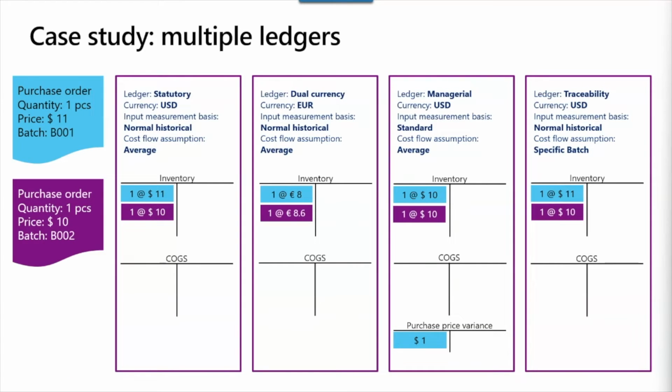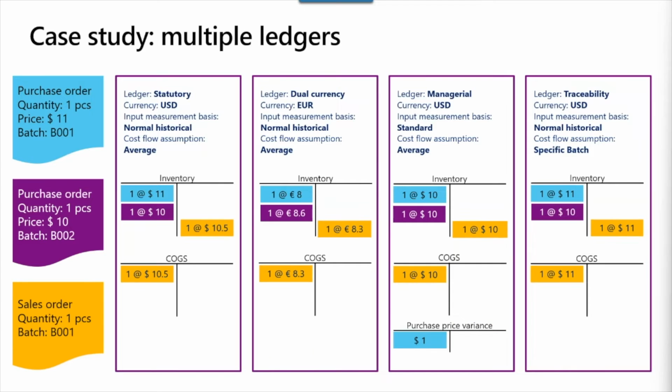Our second transaction is another purchase order for a quantity of 1, this time with batch B002, and a price of $10 for this unit. In the statutory ledger, we add the inventory in at 10 US dollars. In our dual currency ledger, we get our inventory in at 8.6 euros, which is changed reflecting the new exchange rate. In our managerial ledger, we get our inventory in at 10 US dollars with no variance this time because the cost matches our standard cost. And in our traceability ledger, we bring in our unit at $10 as well.